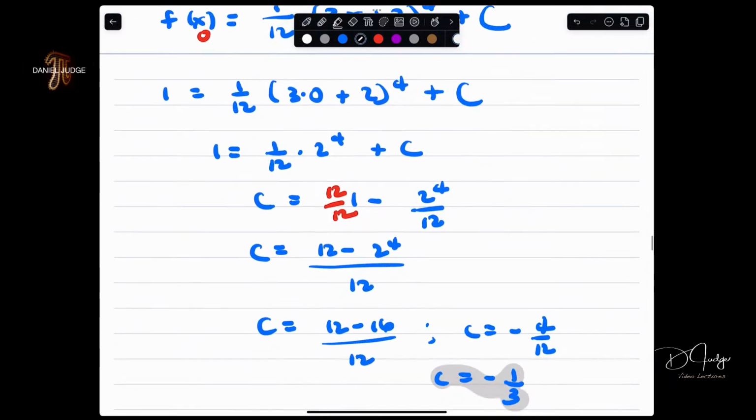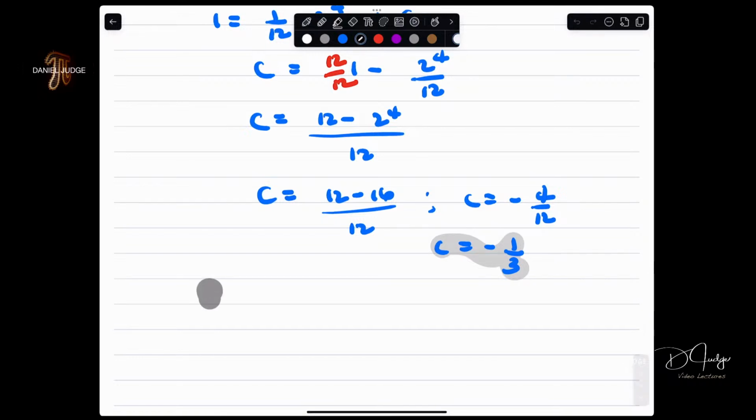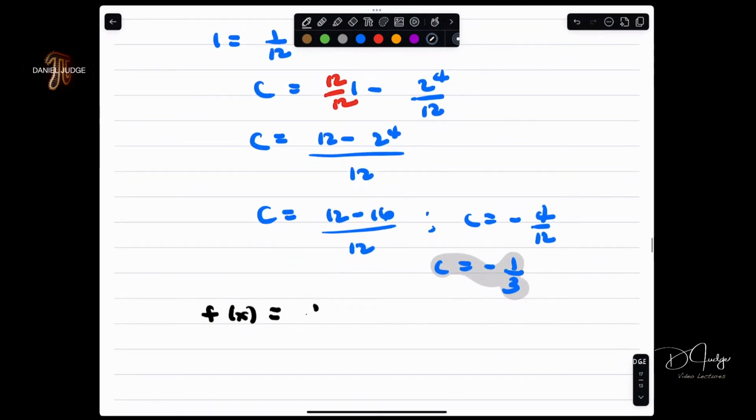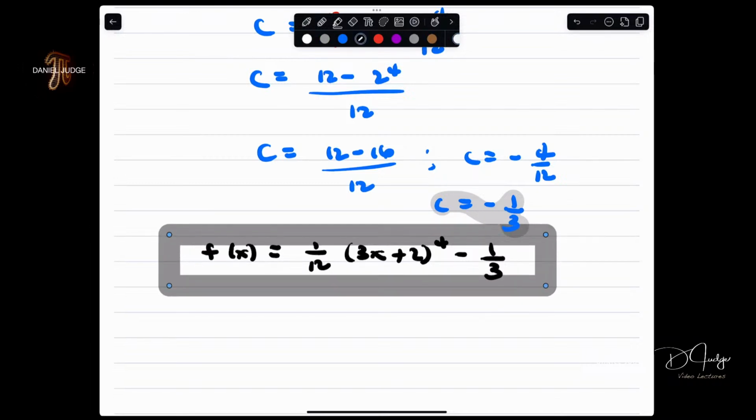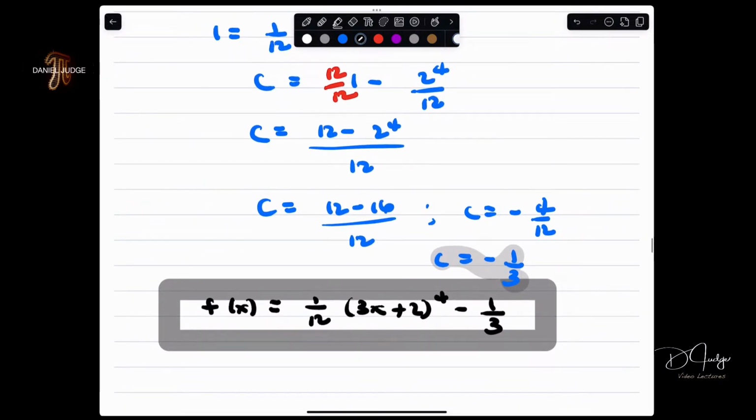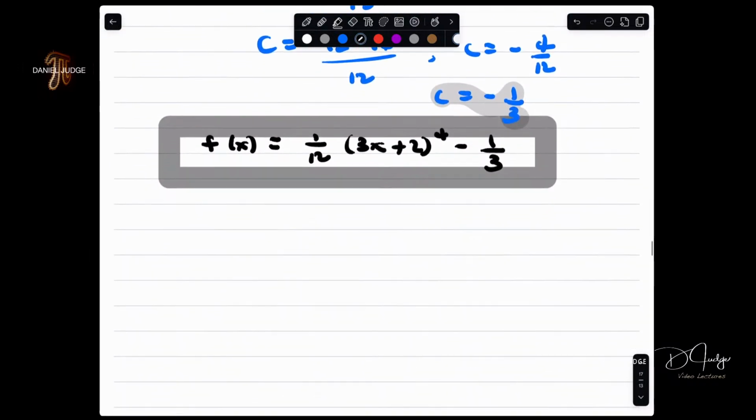So final answer: 1/12 times (3x plus 2) to the 4th, minus 1/3. So there you go, ladies and gentlemen. There's the antiderivative function. And all right, that's one down.